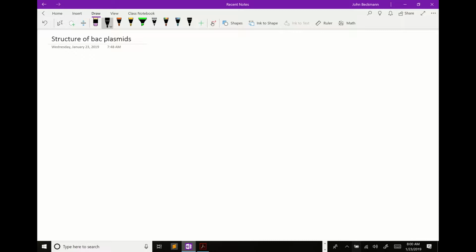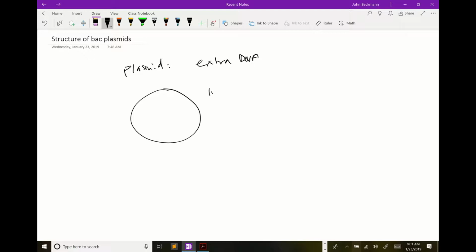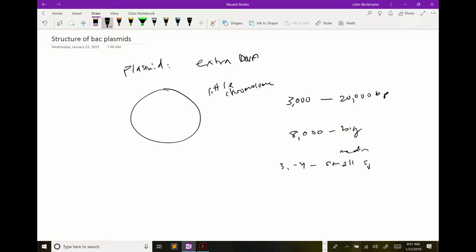So what's a plasmid? It's extra DNA, not necessarily just in bacteria. There's eukaryotic plasmids too, but it's a little chromosome. And by little, I mean they're usually 3,000, you can go up to 20,000 base pairs. That's kind of standard plasmid sizes. When you start getting around 8,000, that's what you'd call a big plasmid. Less than that is what you'd call medium. And then 3 to 4 thousand is a small plasmid in terms of base pairs.